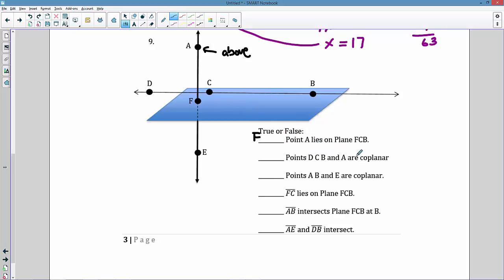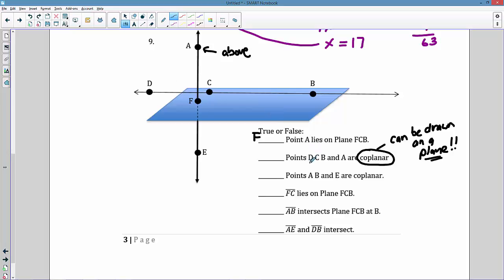Points D, C, B, and A are coplanar. So coplanar doesn't mean they're on the blue plane, right? Coplanar just means can be drawn on a single plane. Doesn't have to be the one that's drawn. So if you remember in class, we took the sheet of paper and we twisted or turned it, and we were able to hit various different points.